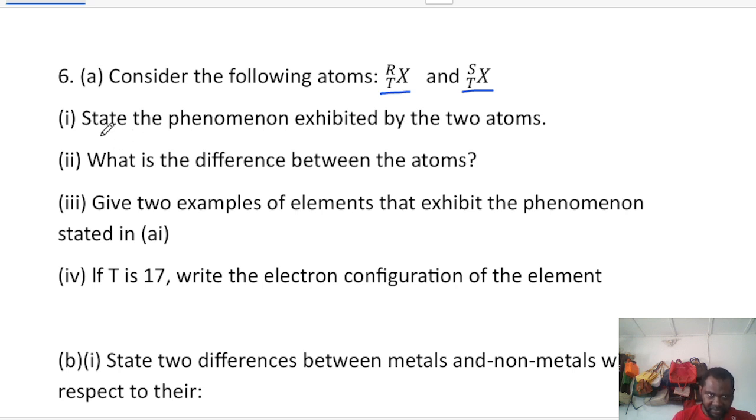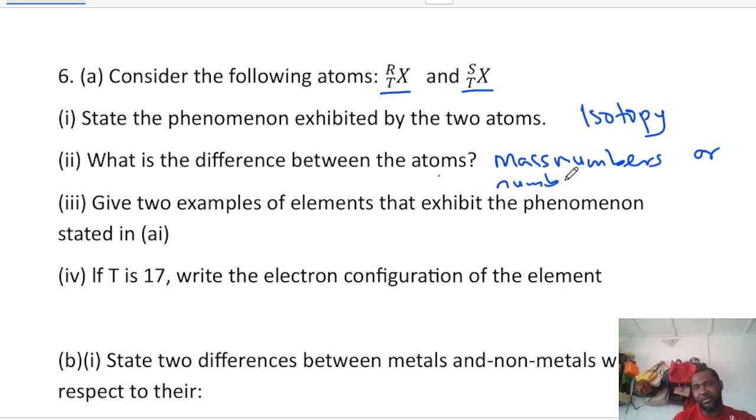Now, the first one says, state the phenomenon exhibited by these two atoms. The phenomenon is called isotopy. What is the difference between the two atoms? The difference is their mass numbers, or you can even say the number of neutrons. That is what differentiates them.